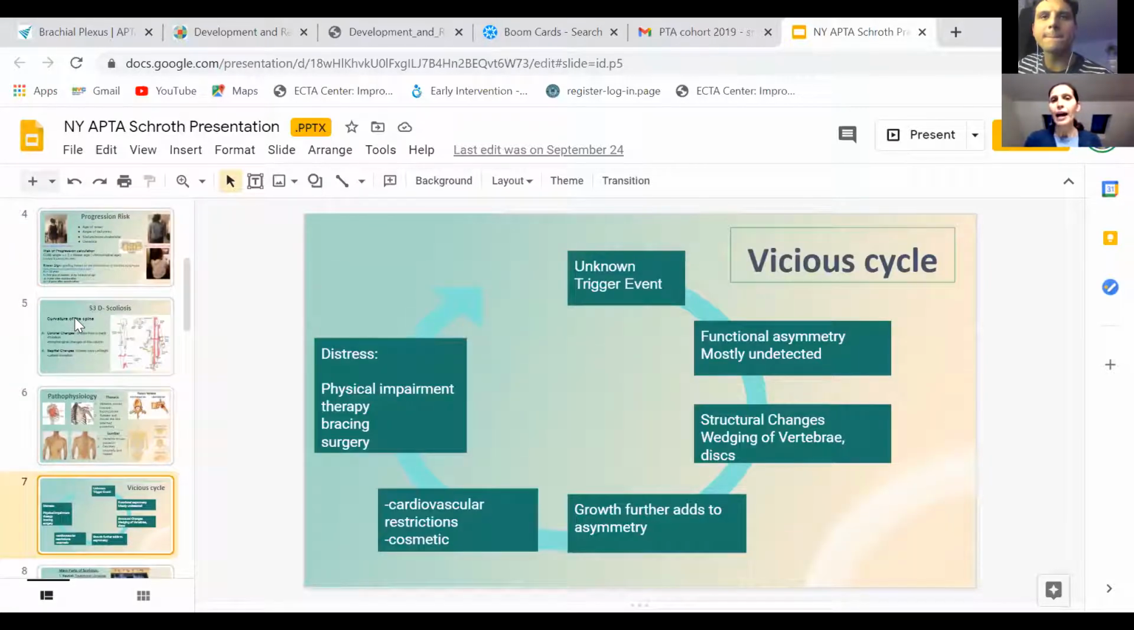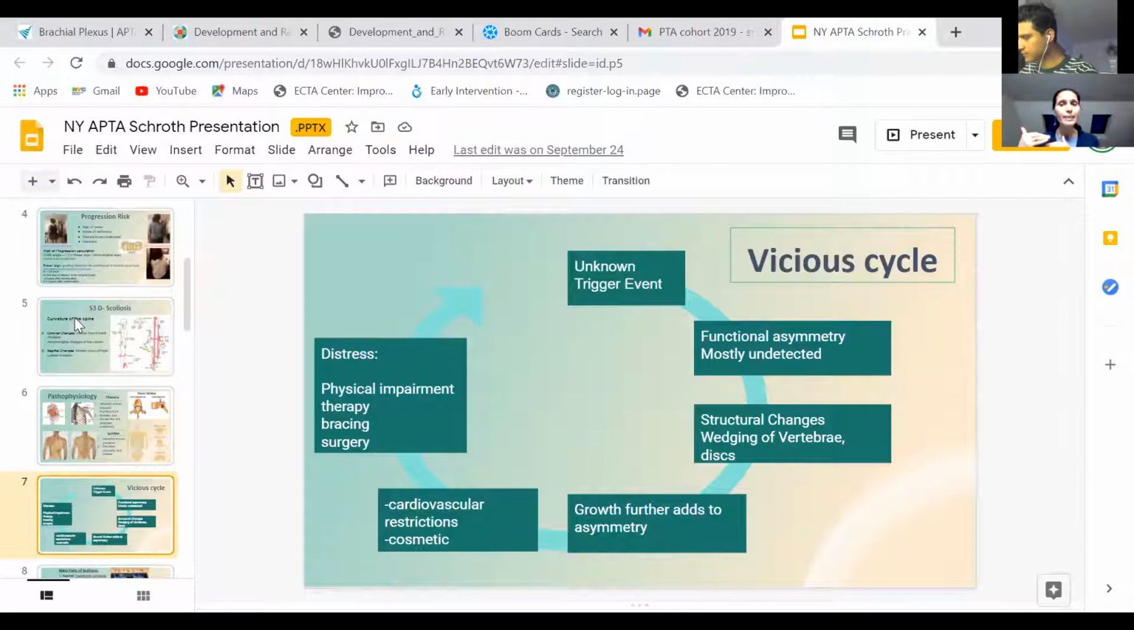So once you have scoliosis, and it could start at about 8 years old, sometimes there's no clear shifting, but it starts very young, and you notice a functional asymmetry. At that point, the spine can kind of shift back. Over time, there's actually wedging of the vertebrae, and there are morphological changes to the spine and the ribs.